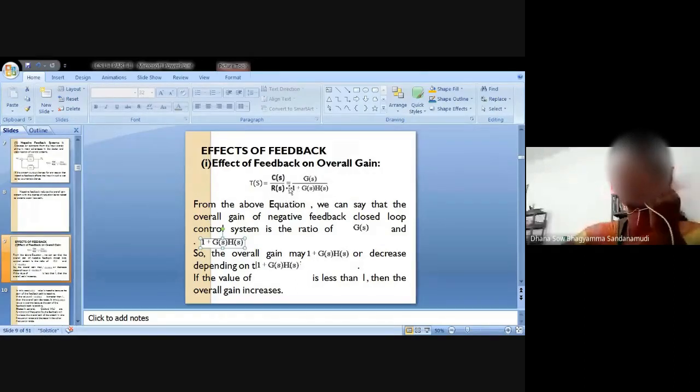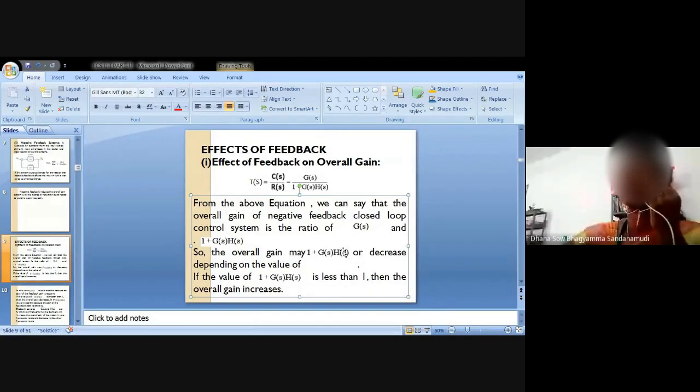As 1 plus G of S H of S varies, if it increases, T of S will decrease. It reduces; G of S has to do nothing, but of course it depends, by dividing these two terms. What I have explained, I have written here in terms of these equations. Whenever I try to convert this justification mode, all sorts of changes occur. That's what's happening here.